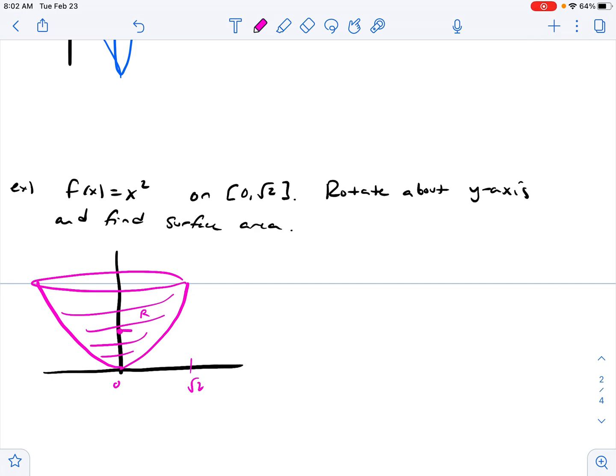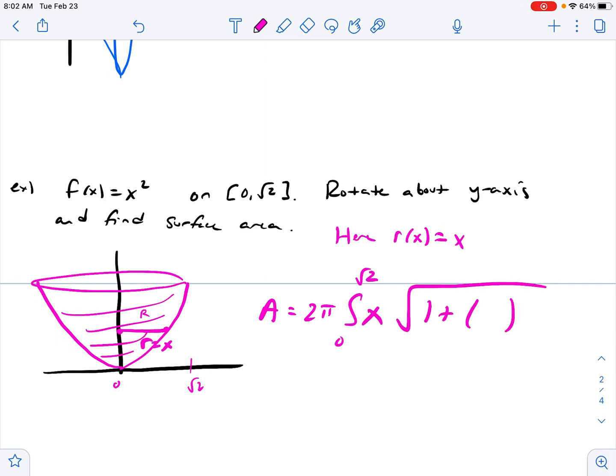All right, but now look, the radius is going from left to right. So here, the radius function is just given by x, okay? So look, the area is going to be 2 pi integral 0 to radical 2. The radius is given by x, radical 1 plus f prime of x squared dx. F prime of x here is just 2x. And there's your setup. Again, if you wanted to clean this up a little bit, you could use u substitution to get through this. But if you're punching it in, you're going to get about 13.614.